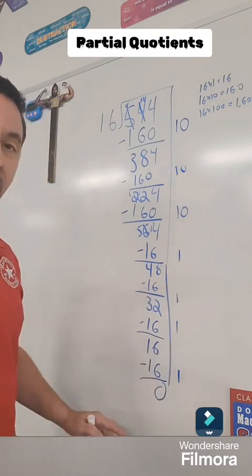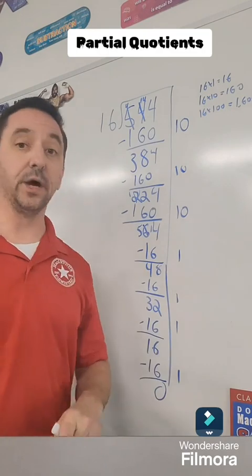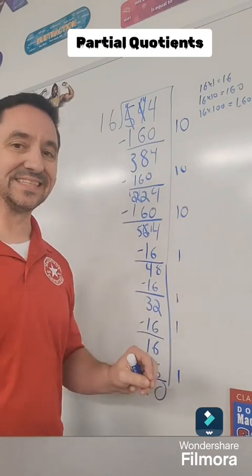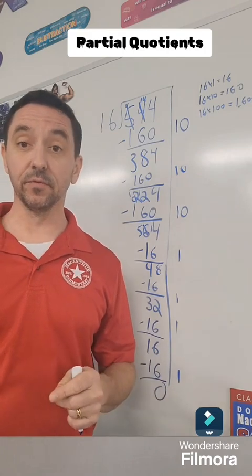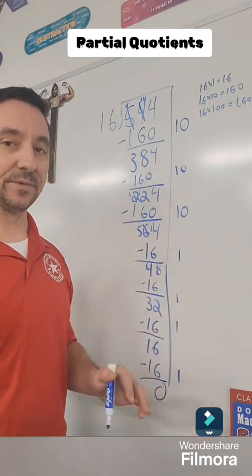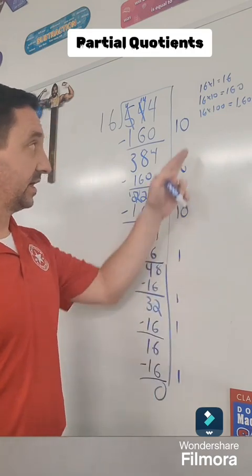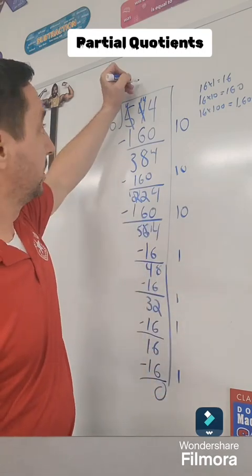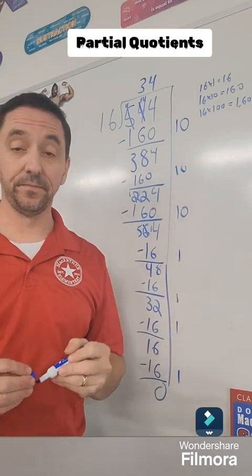And I tell my kids, you know you're done with this problem when one of 2 things happens. 1, you end up with 0. Or 2, you end up with a number here that is less than this number right here. And then you know that that's going to be a remainder, or we're going to have to talk about decimals, but that's another time. Right now, I tell my kids the last thing you need to do is add these up on the outside. And I got 10, 20, 30, 31, 32, 33, 34. So I know that 544 divided by 16 is 34.